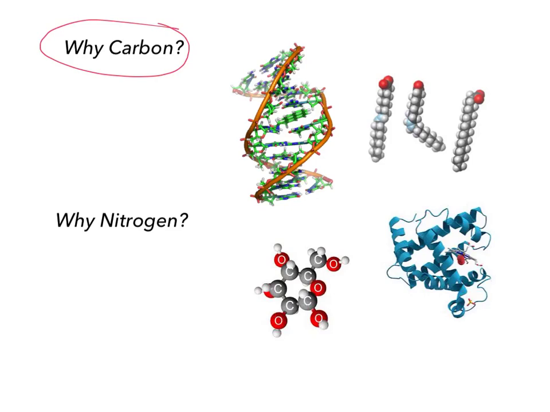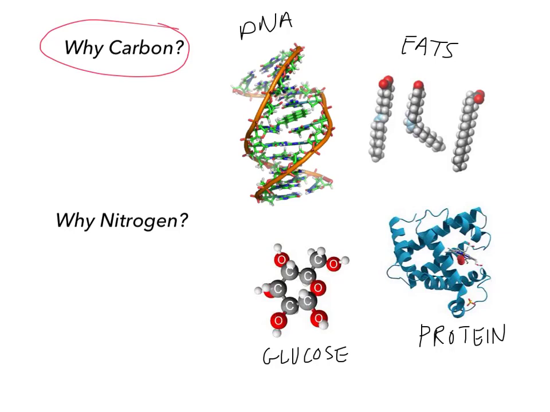The molecules that you see here are DNA and lipids or fats, glucose, which is a type of carbohydrate, and then finally a protein, which is made out of amino acids. Now these are what we call the four macromolecules, and we will talk more about these later on in the year. But basically they are essential to building us, to making us who we are.